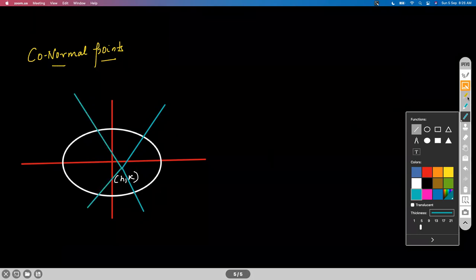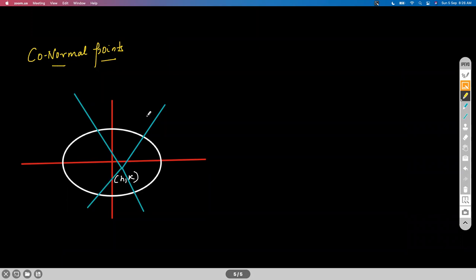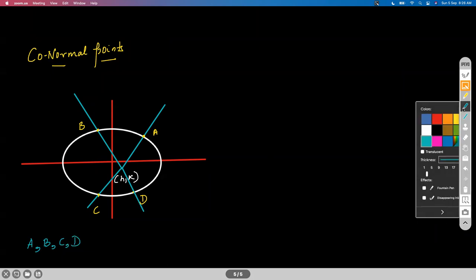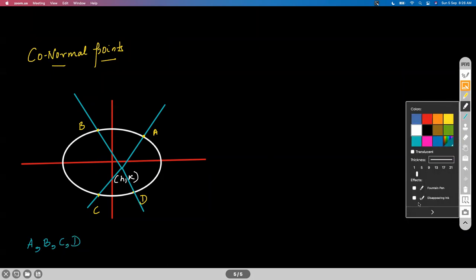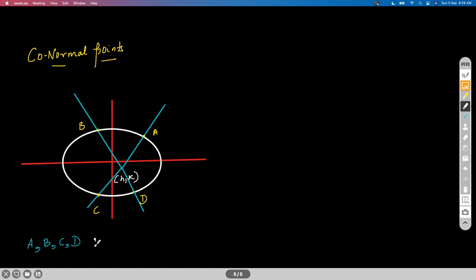Now, first of all, how four normals? Why four normals? Why not lesser than that, and why not more than that? Let's try to analyze that first. So here A, B, C, D, they will be called the co-normal points.